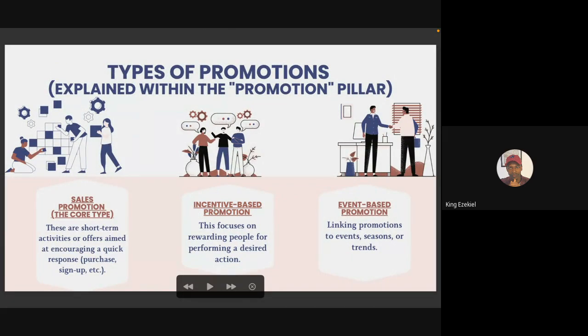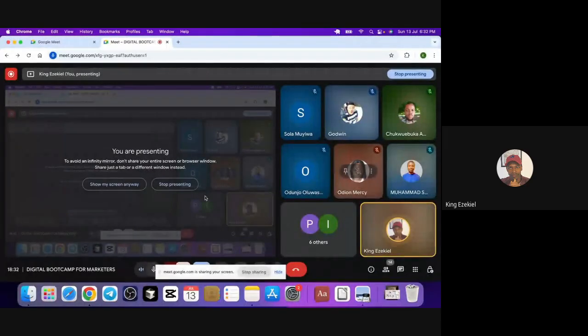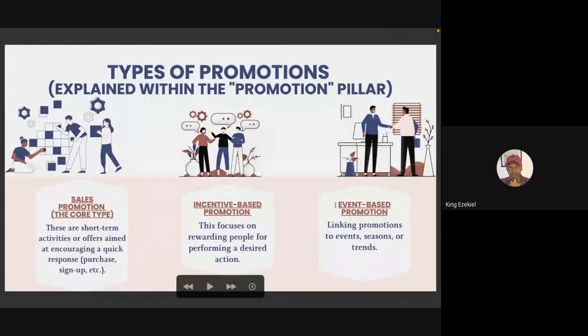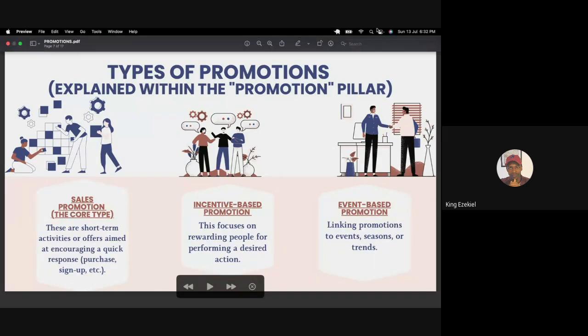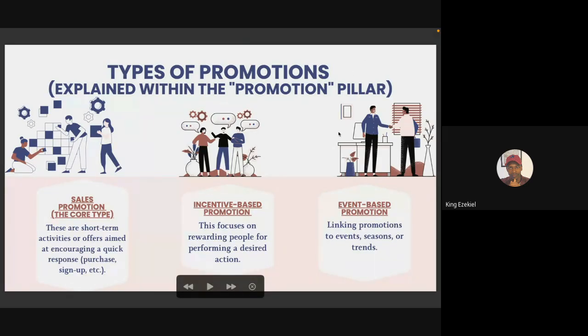Discount is also an incentive because you're getting to save them money. It's kind of like giving them their money back. And it's amazing. That's exactly how the world works. So promotion is embedded in the roots of this world. In fact, almost every business, knowingly or unknowingly, does it. Now let's talk about event-based promotion, linking promotions to events, seasons, and trends. So for example, it is Christmas season. It's just easy to tag along.